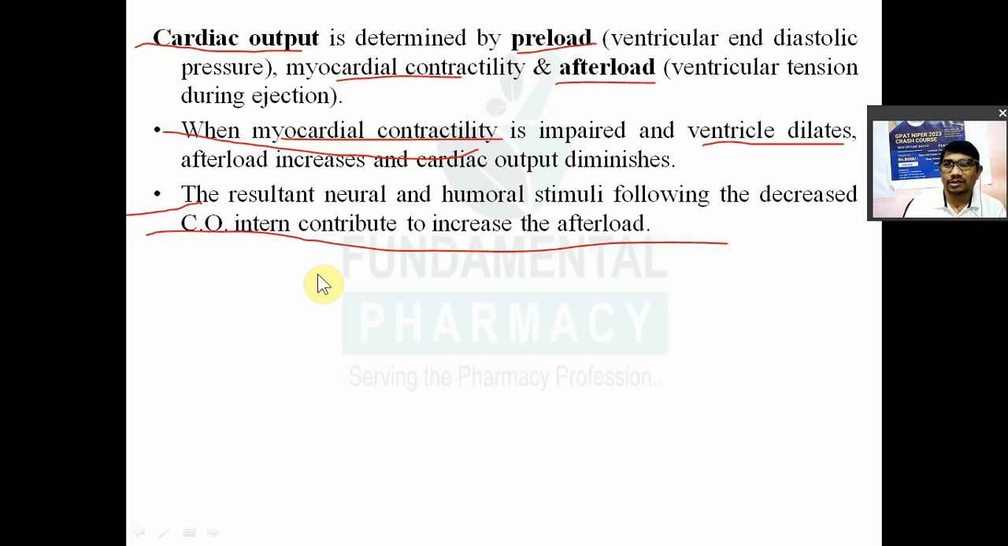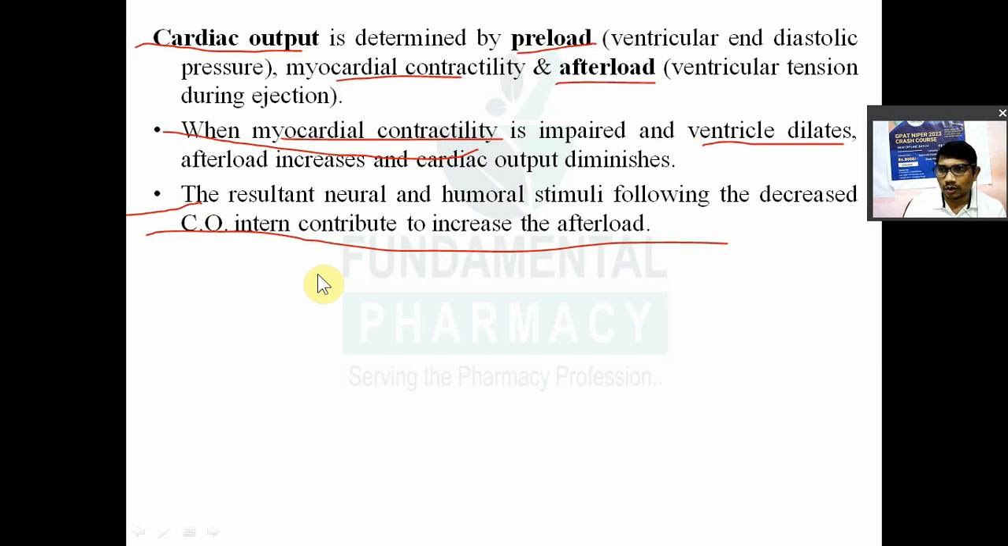So RAS system activate हो जाएगा, वहाँ पे फिर renin release होगा, conversion of angiotensinogen to angiotensin 1, angiotensin 1 to angiotensin 2. Angiotensin 2 will again cause vasopressor activity. ये फिर से ब्लड वेसल को कंस्ट्रिक्ट करेगा and it will increase preload as well as afterload, दोनों ही लोड इंक्रीज करेगा हार्ट के ऊपर.